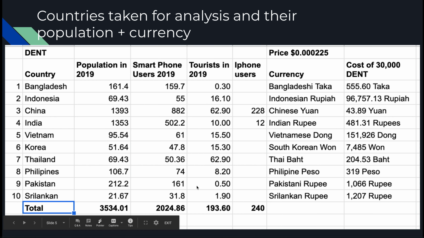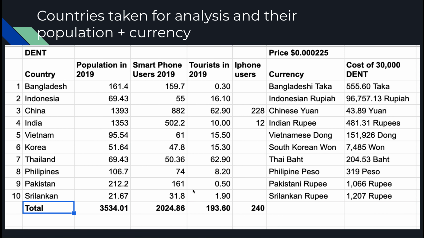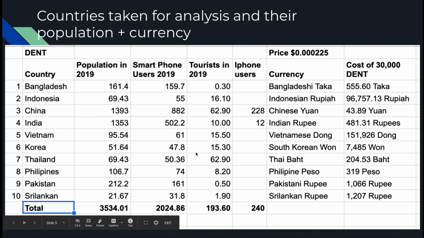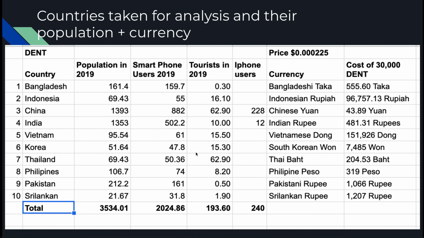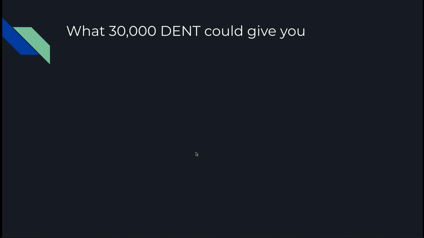But if you look at the numbers, it's pretty huge. The population is roughly 3.5 billion people, and out of that, nearly 2 billion are smartphone users. And then we have roughly nearly 193 million tourists making visits to those 10 countries. So just digest this information. We will get into the reason why I chose 30,000 as a number.